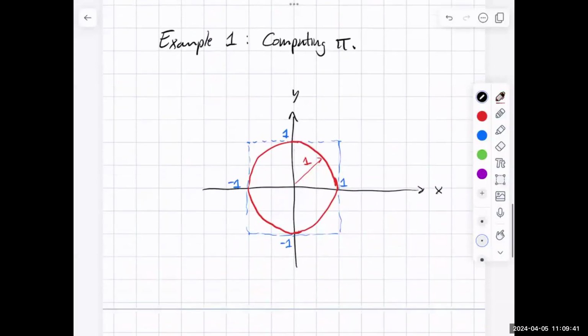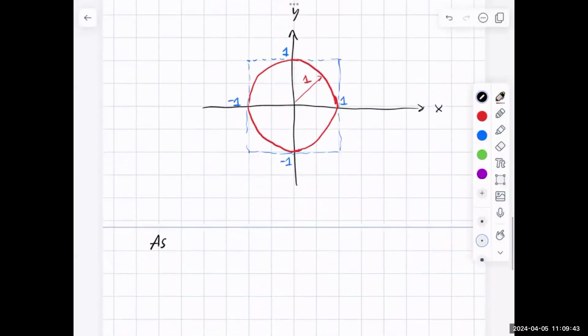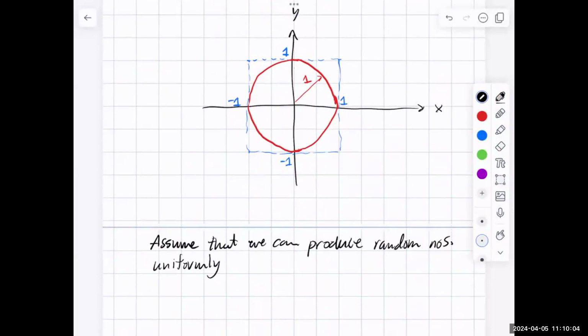All right, so there's the setup here. And what we're going to do is we're going to assume that we can produce random numbers that are uniformly drawn from the interval -1 to +1.